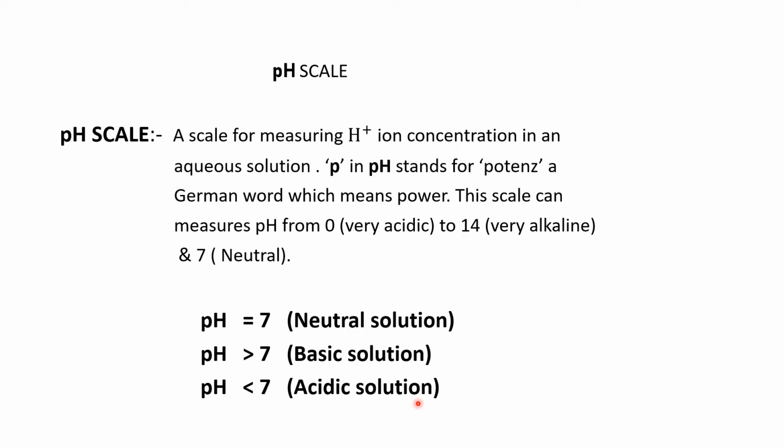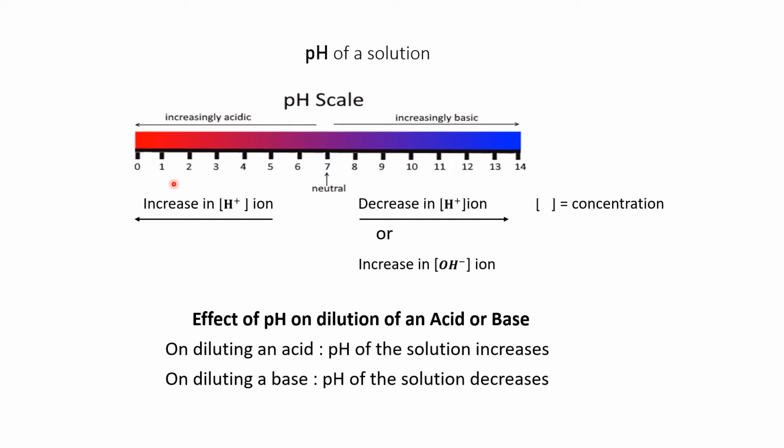Now let us see how they are represented in a scale. Here I have a general pH scale whose values lie from 0 to 14. You can see it increases from 0, 1, 2, 3 up to 14. Okay, so you'll see at 7, if a substance has pH equal to 7, then it is known as a neutral solution. If the pH of a solution moves from 7 to 0, then it will be an acidic solution. If the pH of a substance changes from 7 to 14, then it will be a basic solution.